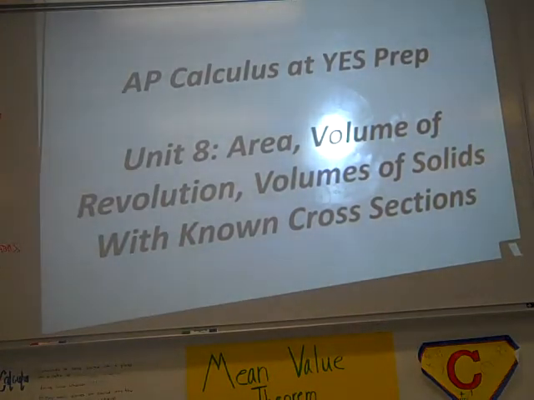Let's get started on another video series. For our scope and sequence, this is the 8th unit in the course. We're right there at the end of the Calculus 1 curriculum. This is where we look at area bounded by 2 or more curves. We look at volumes of revolution, and we look at volumes of solids with known cross sections.